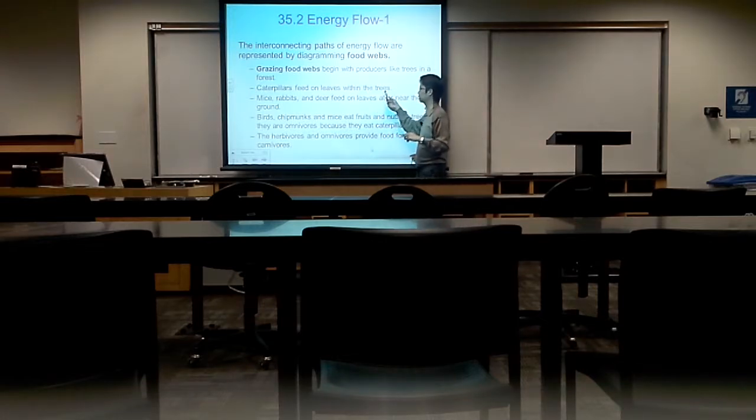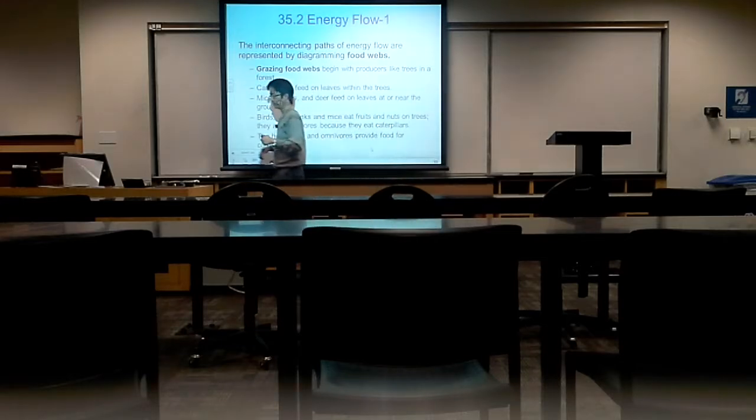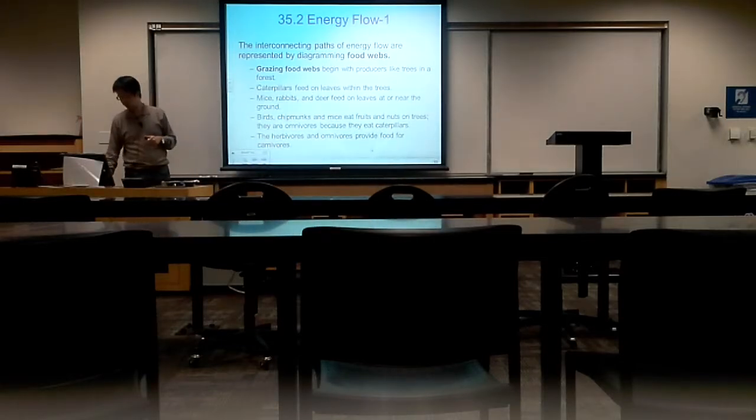So caterpillars feed on the leaves. Mice, rabbits, deer, the herbivores, they also feed on the leaves. And then birds, chipmunks, mice, they eat fruits and nuts. But they are omnivores because they also eat caterpillars. Herbivores and omnivores provide food for the carnivores. Carnivores eat herbivores and omnivores. They don't eat the producer or the autotroph.